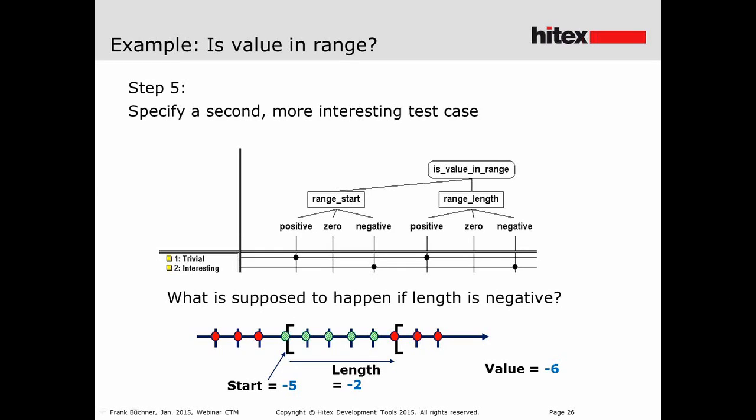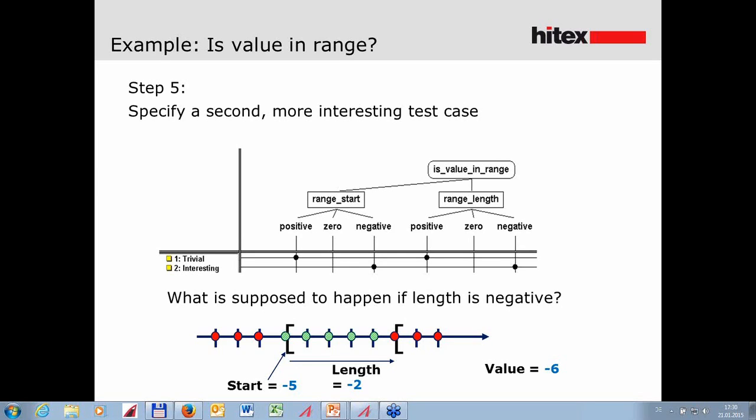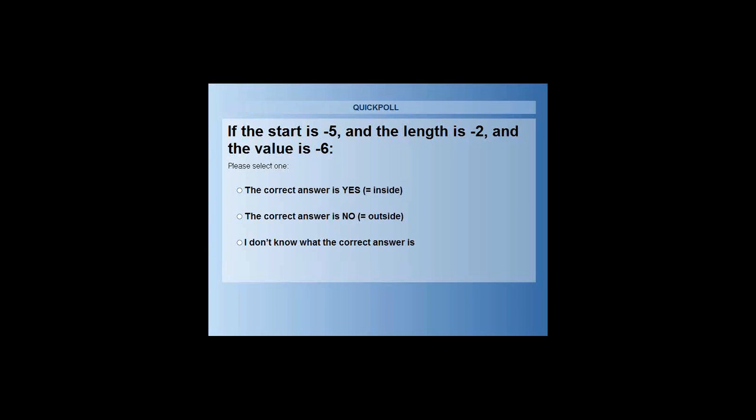And I would like to have your opinion about this question in a poll. Start value is -5, length is -2. Is -6 inside correct, or should it be taken as outside? If you would have implemented this problem, what would your software answer? I already have some answers, but obviously not everyone has a clear opinion, so it's also possible to say I don't know what the correct answer is.